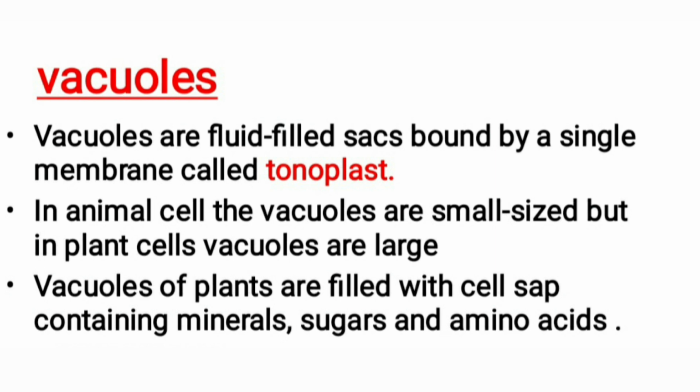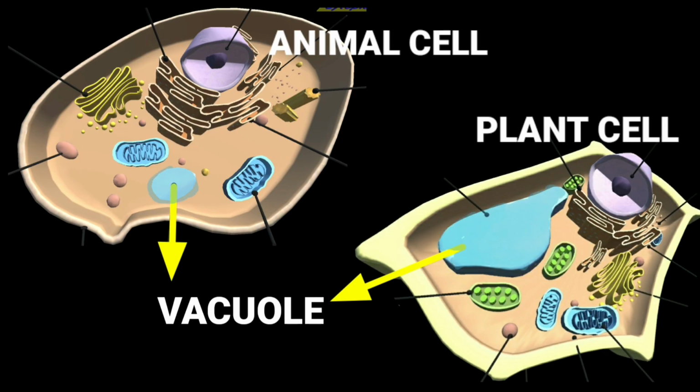Vacuoles. Vacuoles are membrane-bound sacs containing non-living solid and liquid contents. They are small in size in animals, but very large in plant cells. Mainly, three types of vacuoles are present.